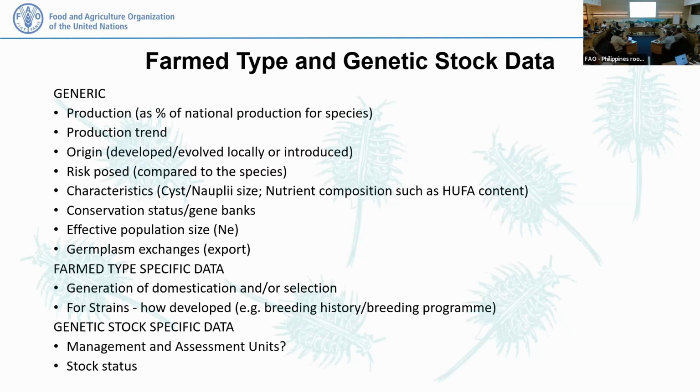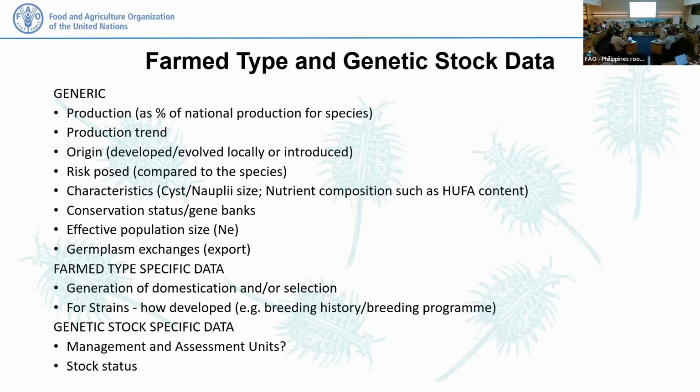So looking at the information that you can find in AquaGRIS on farm types and genetic stocks, information that applies to both of those is information on production. Typically, we don't look at absolute production because quite often that is not monitored, but we look at production as a percentage of national production of the entire species. So we can have an idea of whether a farm type is making up 5% of national production or 50% of national production. We can find out about the origin, whether it was introduced and where it was introduced from and when.